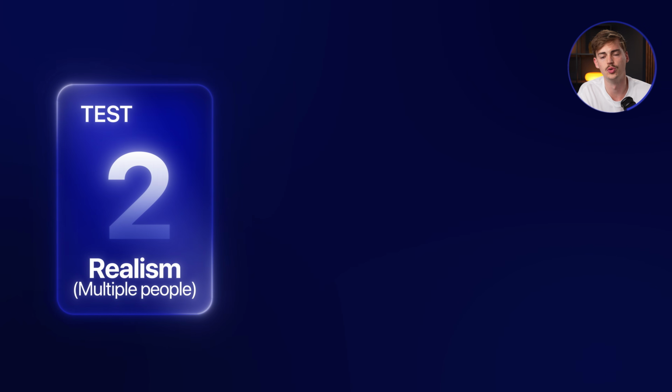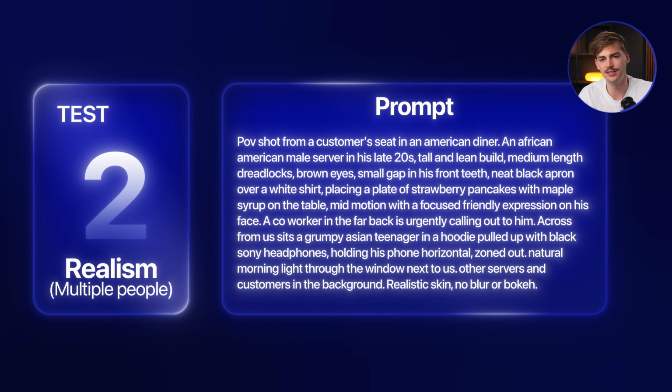Here we're testing realism on multiple people. For the prompt here, I tried adding in a lot of different details. So we got a POV shot from a customer seat in an American diner. An African-American male server in his late 20s, tall and lean build, medium length dreadlocks, brown eyes, small gap in his front teeth, neat black apron over a white shirt, placing a plate of strawberry pancakes with maple syrup on the table. The guy's looking a bit focused around placing that plate correctly, and then there's a coworker in the back that's urgently calling out to him, and across him sits a grumpy Asian teenager in a hoodie pulled up with a beanie and Sony headphones, holding his phone horizontally, zoned out and natural in the morning light. He's zoned out and he's just playing on his phone.